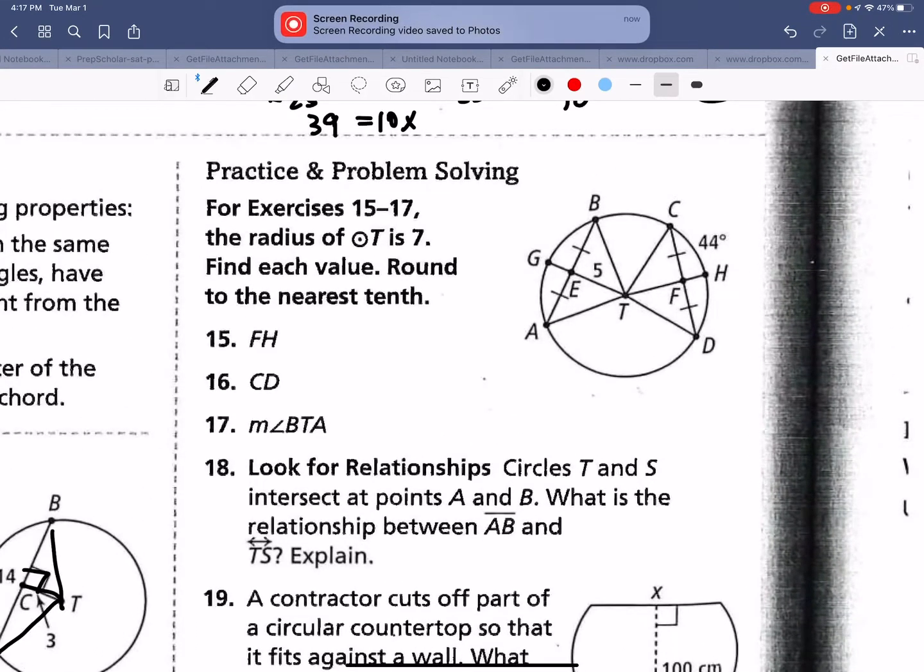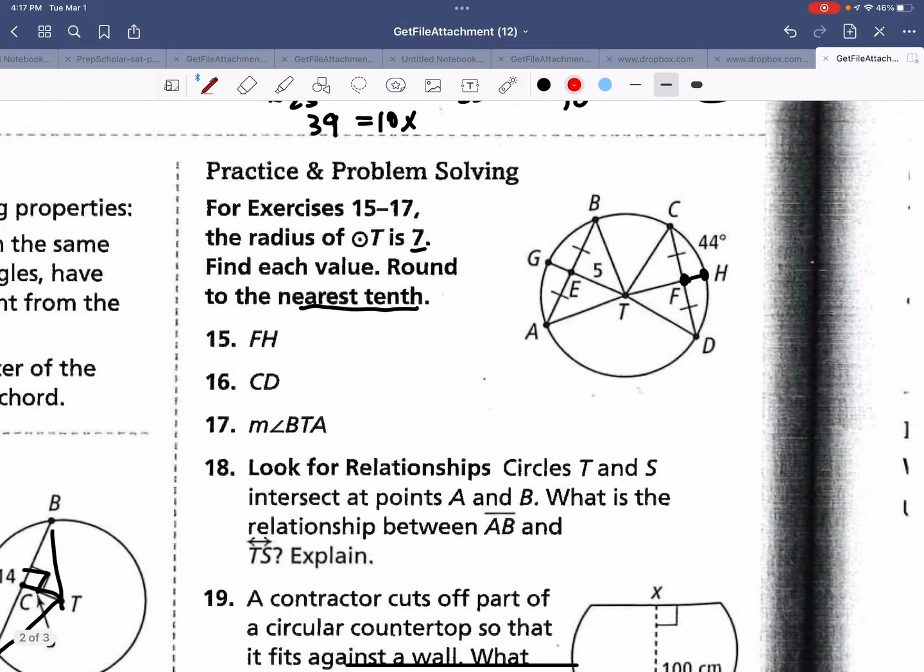Question number 15 says, FH is what we want to know, and round to the nearest tenth if we need it. It says the radius is 7. So this would be 7, that would be 7, this would be 7, this would be 7, right? So that means that has to be 2, because if that is 5, makes sense? And that means this is probably going to be 2. We could use triangle theorems to prove it, but it looks like it's HL.